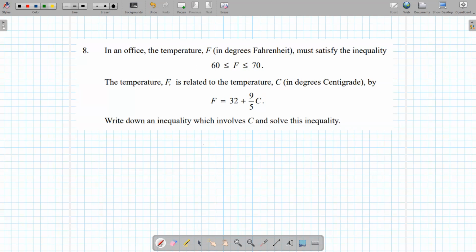You just replace F. Yeah. And then you solve for C. Right, so 60 less than F is 32 plus 9 over 5C, 70. How do we solve for C?